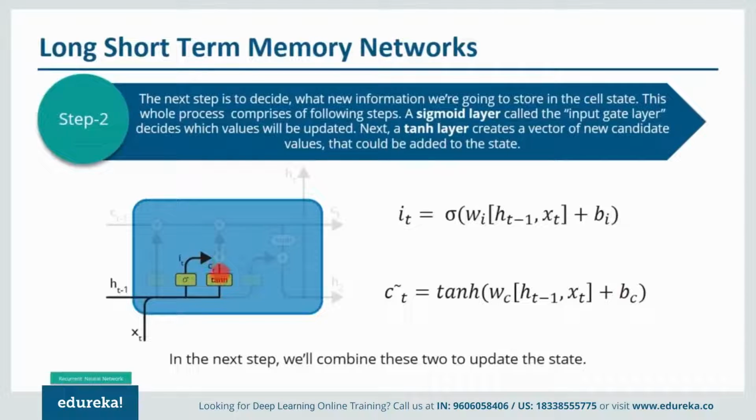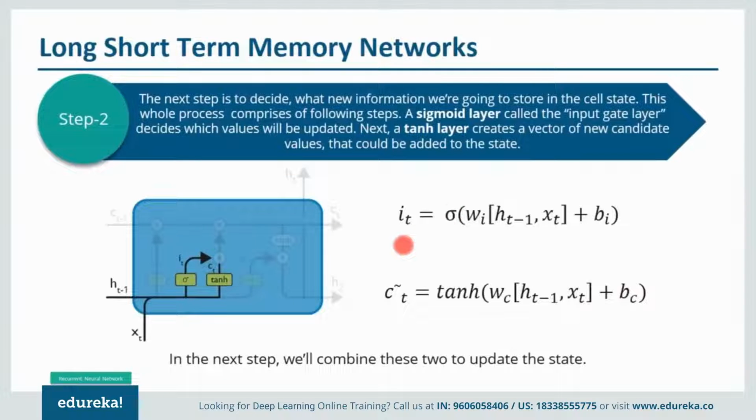Alright, so let me explain it in simpler terms. Whatever input we are getting from the previous timestamp and the new input will be passed through a sigmoid function, which will give us it. This it will be multiplied by c bar t, which is the input from the previous timestamp and the new input passed through a tanh, that will result in c bar t. And this will be later added on to our cell state. And then the next step will combine these two to update the state.